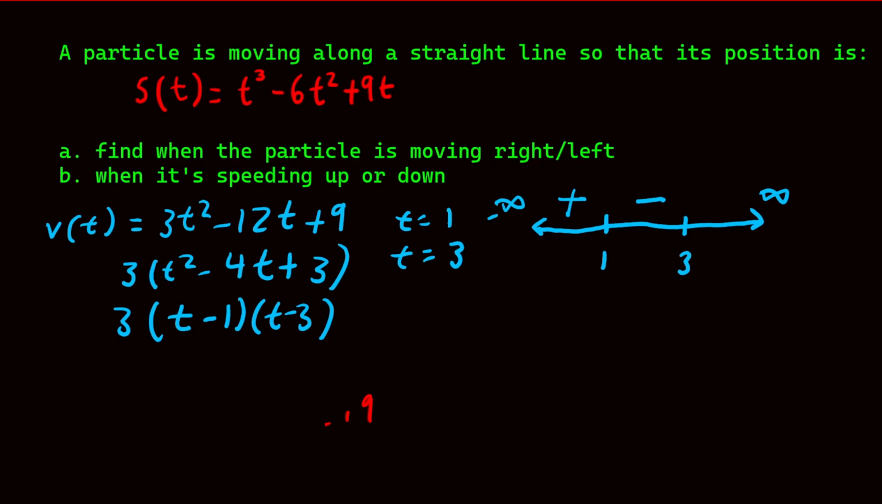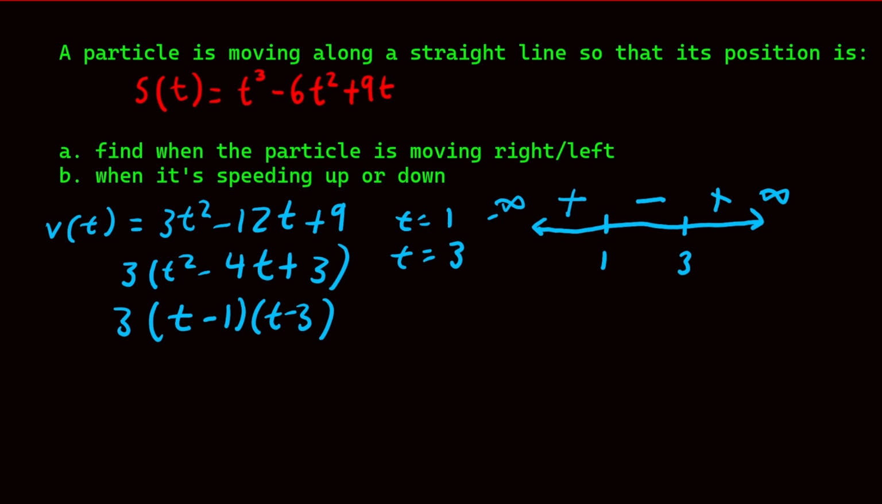And finally, 3 to infinity. Well, this one, you don't even really need to do anything. You could put in a billion: 3t squared minus 12t plus 9. Obviously, if I put in a billion, this is going to be positive. 3 times a billion squared, the 12t and 9 don't even matter. So this is going to be positive. Okay?